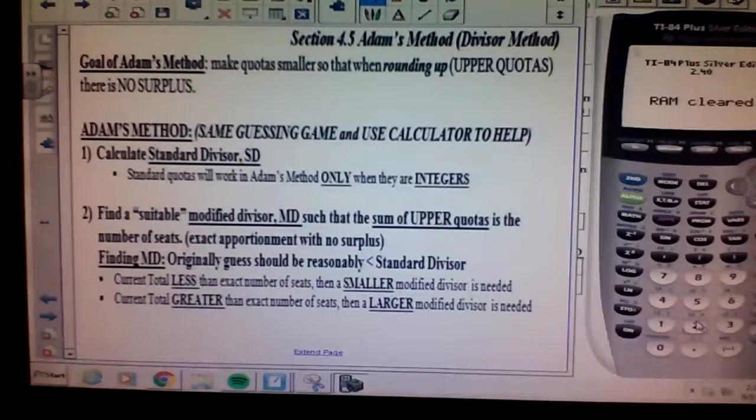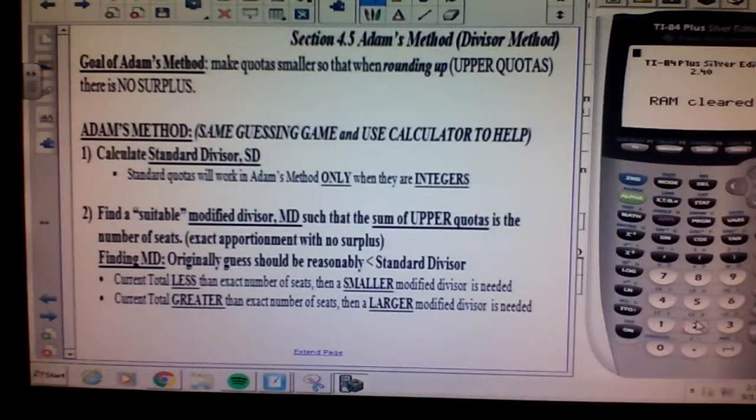Derek said, is there ever going to be a chance where we go the other way? Yes. Adams came through and said, we're not going to go by lower quotas because lower quotas favor the bigger states. The lower quotas make the smaller states get nothing. So we're going to change it, and instead of basing everything off of lower quotas, we're going to base it off of upper quotas. But we still have to play the guessing game. That's not going to change. So everything else is the same.